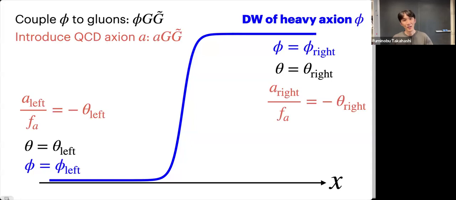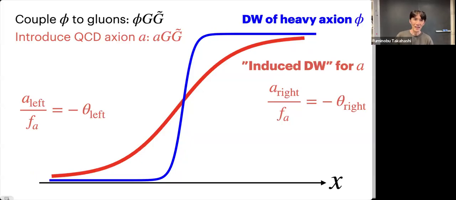And now the QCD axion comes to rescue the situation. So we introduce the QCD axion A, similarly coupled to gluons like this. Then, as we know, whatever the theta parameter is, the axion cancels the theta parameter so that the effective theta parameter vanishes in the vacuum. So the axion field takes a value minus theta left on the left side and takes the value minus theta right on the right side. So as you can see, the QCD axion A has a different value on the left side and right side of the domain wall of the heavy axion phi.